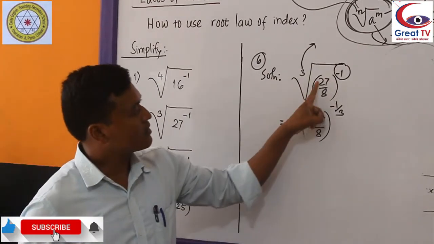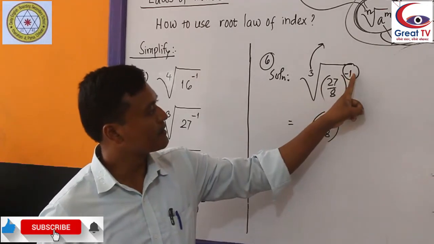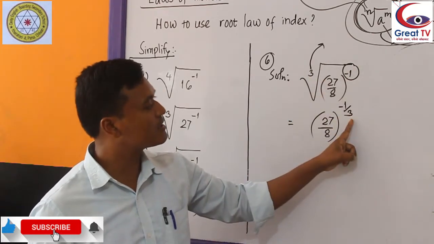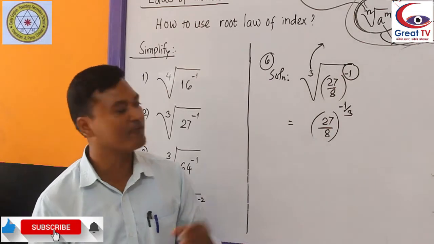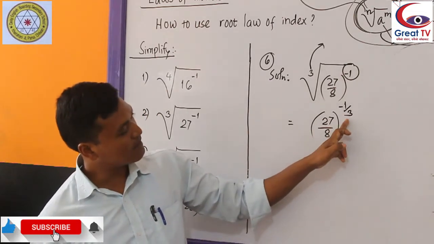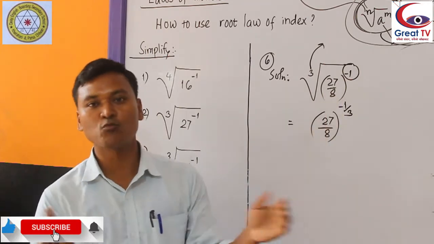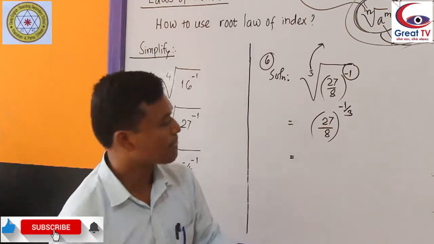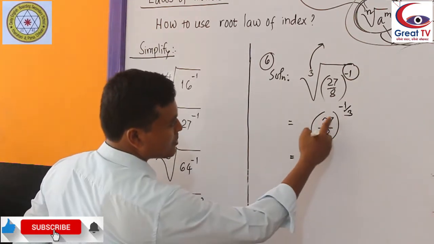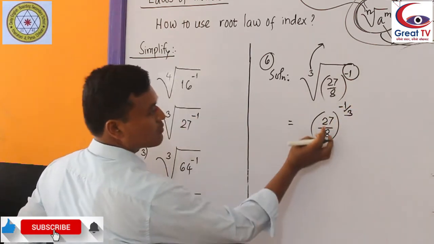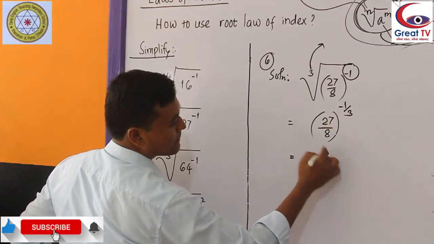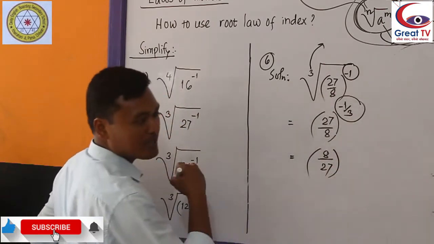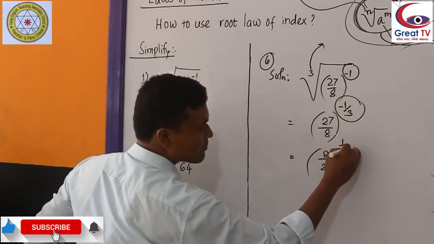Okay, 27 upon 8, this is the base. Here the power is minus 1. Removing the root from here, the order of this root becomes the denominator of the power. Again, to make it easier to simplify, we have the power minus 1 upon 3, a negative power. So let us change the negative power into a positive power, only to make the solution easier. To make this power positive, we should write the reciprocal of the base. 8 goes up, 27 comes down. 8 upon 27, the power was minus 1 by 3, now plus 1 upon 3.